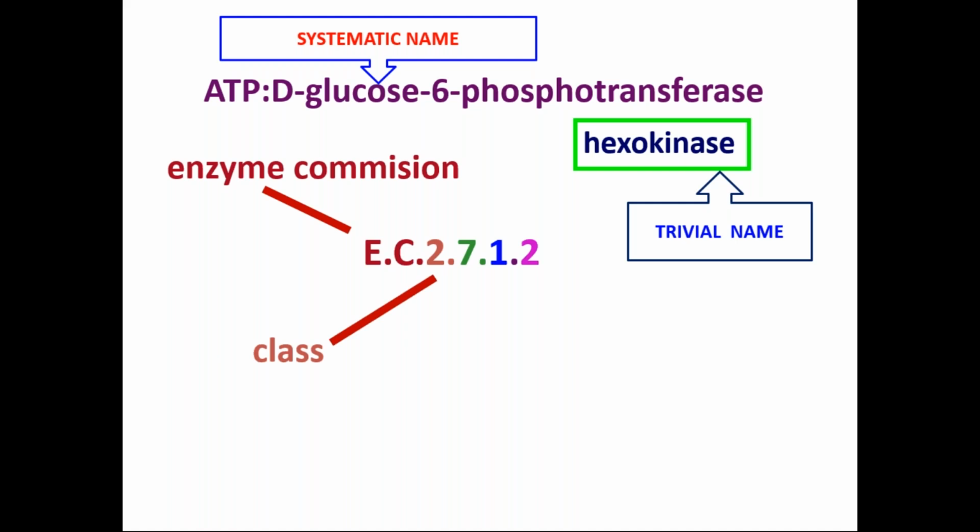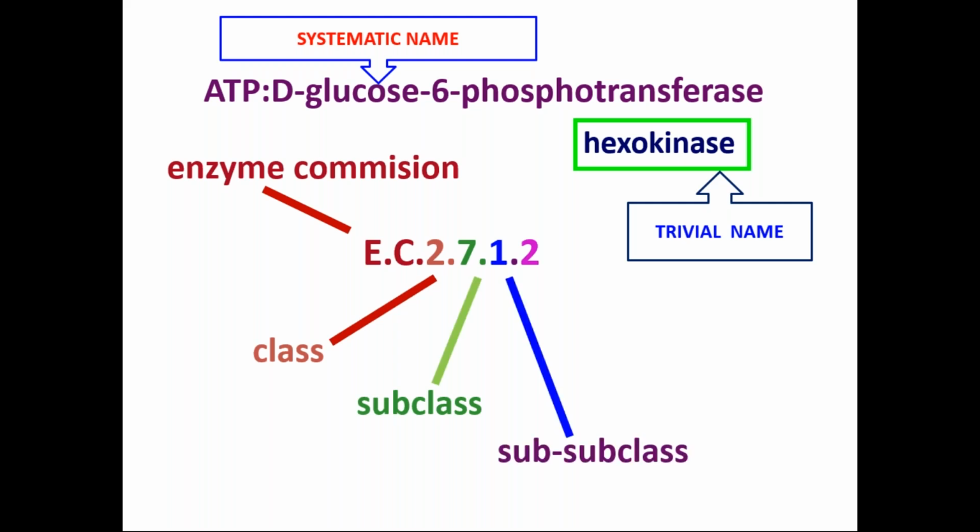The first number stands for the class. This is transferase, and if you recollect, we saw that transferases belong to class 2. 7 is the subclass, and 1 is the sub-subclass, and 2 is the individual entry. So therefore, hexokinase has the enzyme EC 2.7.1.2. So in any professional document, even though you write hexokinase, within parentheses, you must put the EC number.